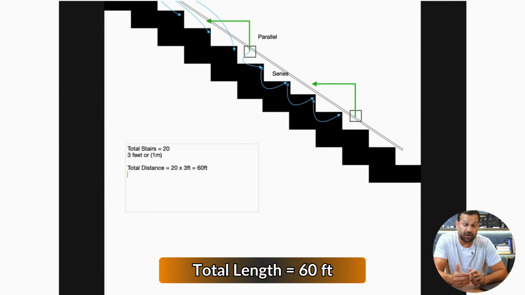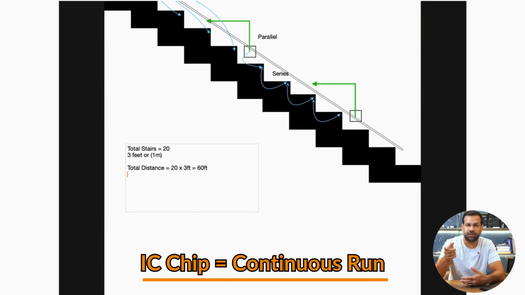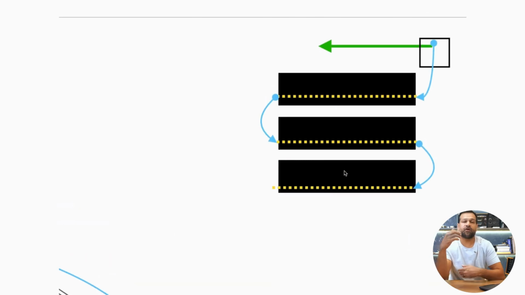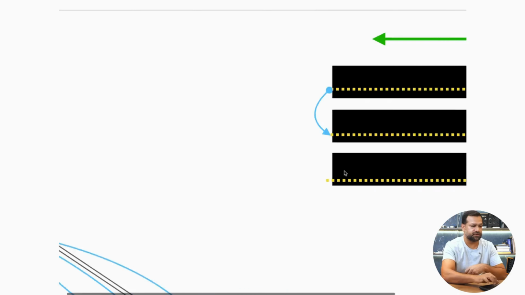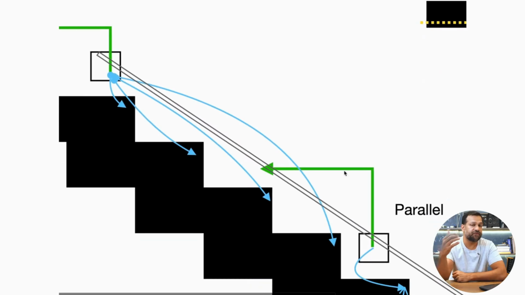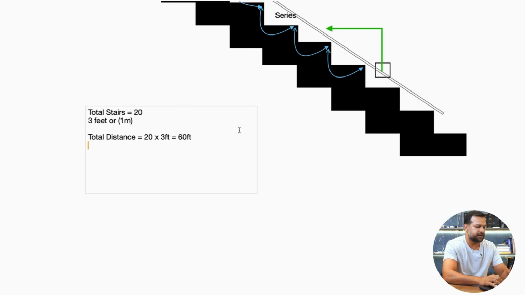Now we know that not all LEDs could run 60 feet continuously unless there was a special IC chip in it. In that case, you could literally run stairs to stairs like this. But then the wiring conduit of it may be difficult to pull off. So you may just want to come on the sides using this method. So you have to know the scenario to see what works. But we're working on calculations here at the moment.